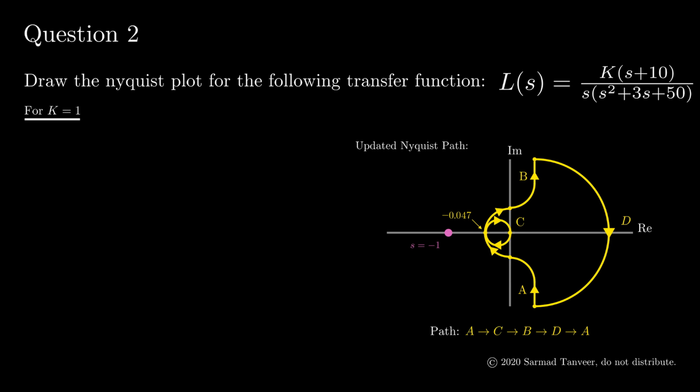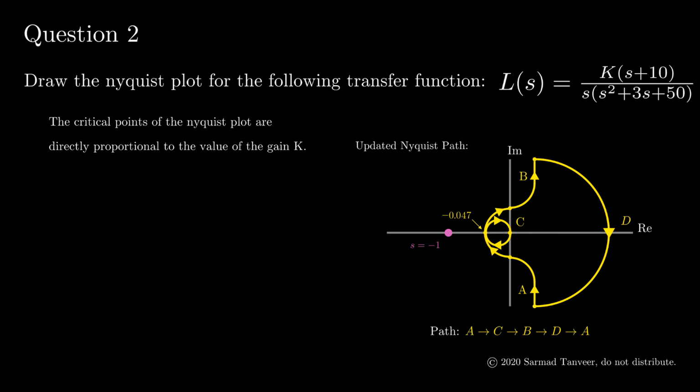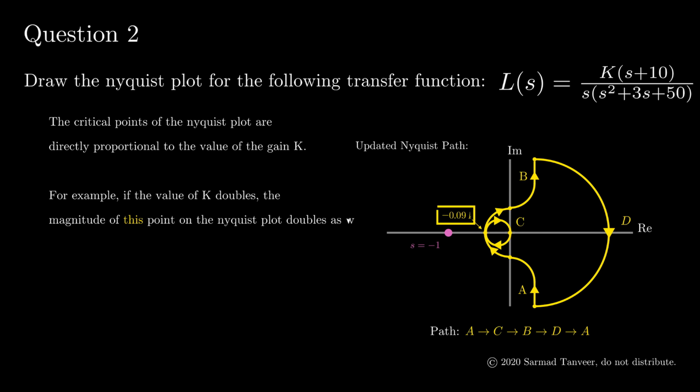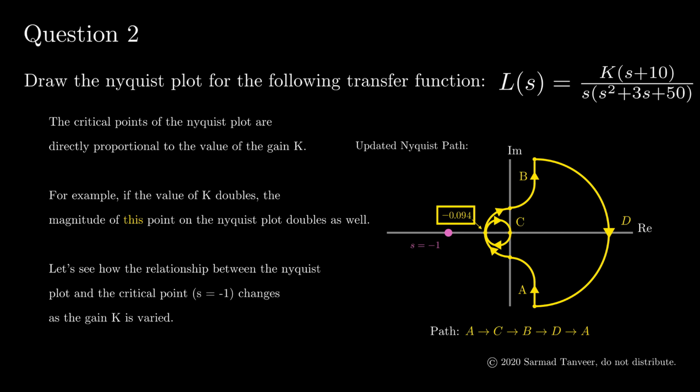For generalizing our stability to other values of k, we must recognize that the critical points of the Nyquist plot are directly proportional to the value of k. For example, if we double k to a value of 2, the point where part A of our Nyquist plot intersects the horizontal axis actually doubles as well. Using this knowledge, we can vary the value of k and see how our Nyquist plot adjusts relative to the critical point.